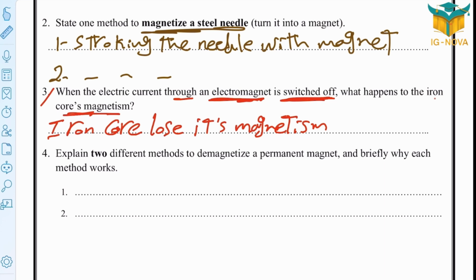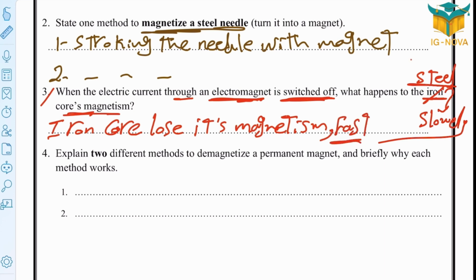But what if he uses steel instead of iron? What are you going to say? You're going to say the same. Steel will lose its magnetism, but for steel, it will be slowly. But for iron, it's fast. So here, make sure to read the complete question, because if the question is 1 mark, half a mark is for this and half a mark for fast or slow about steel. Some tricks, you need to be careful while you're solving questions like that.